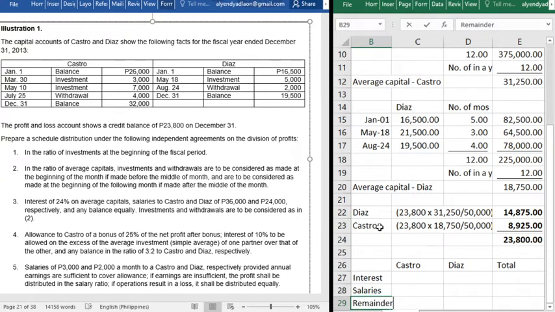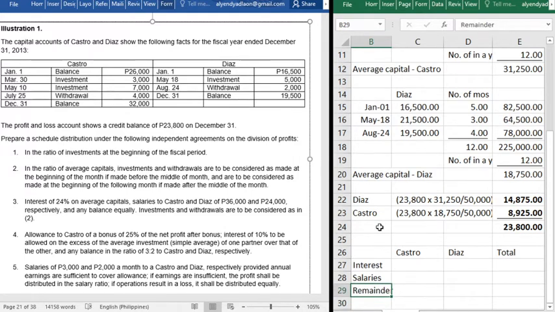So what is remainder? I hope you know the definition of remainder. So what remains? Net income minus salaries and interest. So what is the excess? That is the remainder. For the interest, class, we have 24% on the average capital. We have already computed the average capital. So that is for Castro, 31,250. And then we just have to multiply it by the interest of 24%.